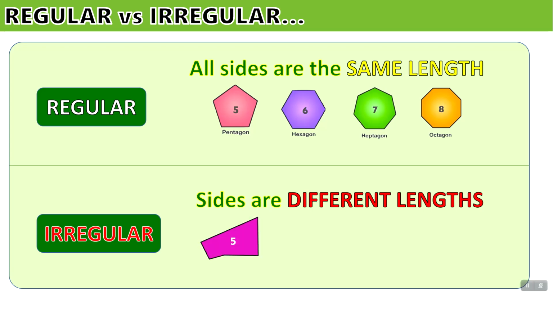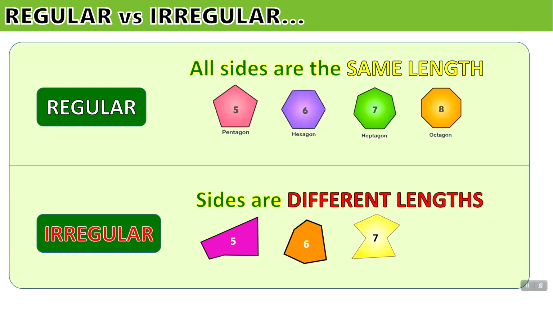Each side has a different length, but nonetheless, it's still a pentagon because it has 5 sides. We name polygons based on the number of sides. Here is a 6-sided shape. So this is a hexagon. Even though it doesn't look like the diagram above, it has 6 sides and therefore it is a hexagon.